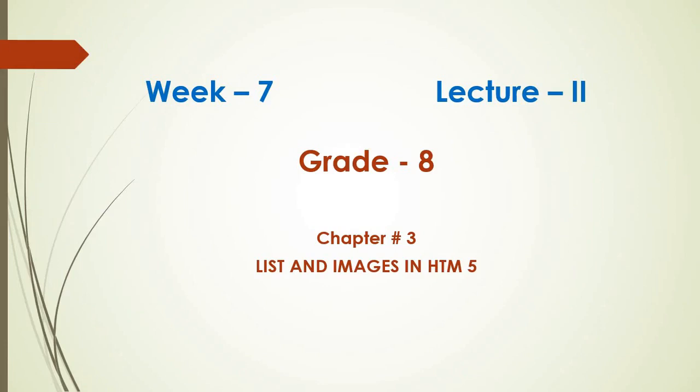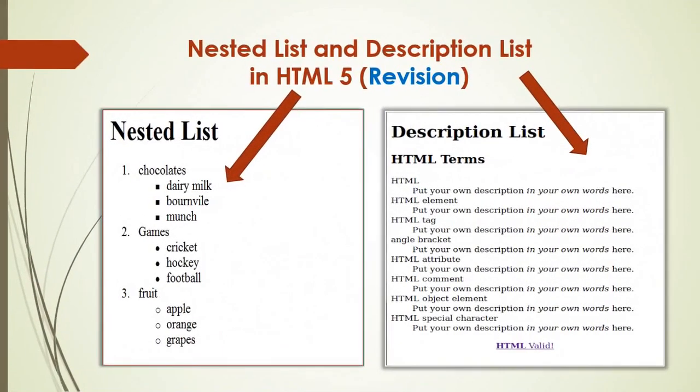Today you are going to attend computer class of week 7. Dear students, in previous classes, you have learnt about unordered and ordered lists in detail. Today, your topic of revision is nested list and description list in HTML5. So let's define these lists and see how these two lists are created in HTML.